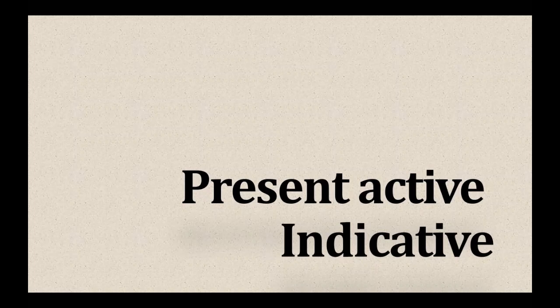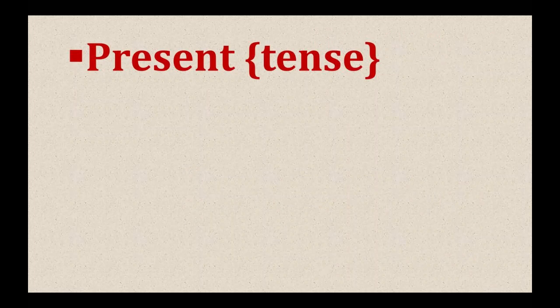So all this is just looking at present active indicative, and then I'll show you how to do the future, and it's basically the same as the present active. It's just a sigma added onto it. So we talk about present active indicative. Present is the tense, active is the voice, and indicative is the mood.